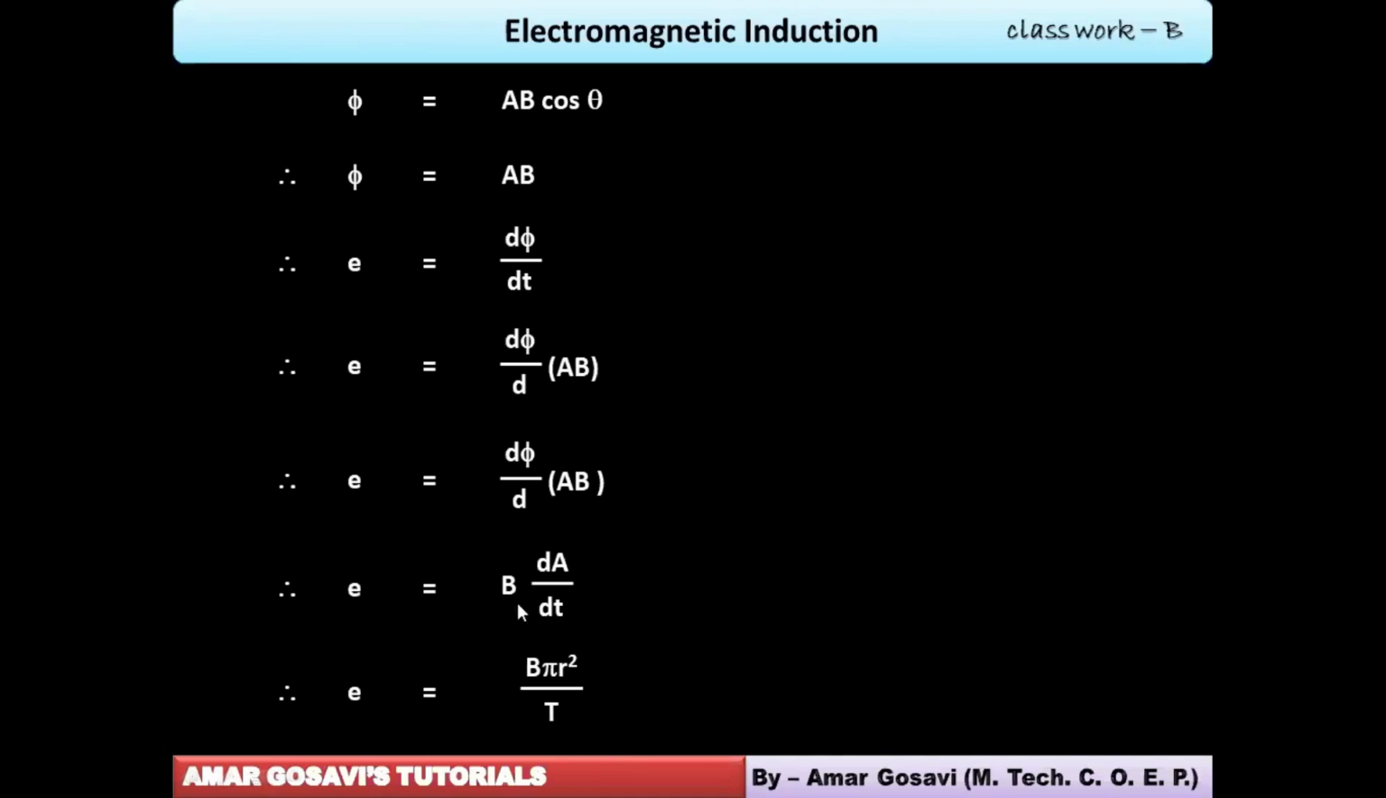Here the only correction would be, friends, instead of d phi, which is mentioned over here 2 times, it should be d by dt of AB. The second step also should be d by dt of AB. So it's a typographical error. Make that correction.